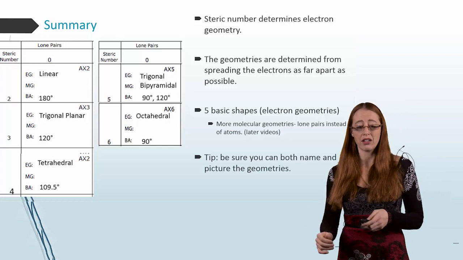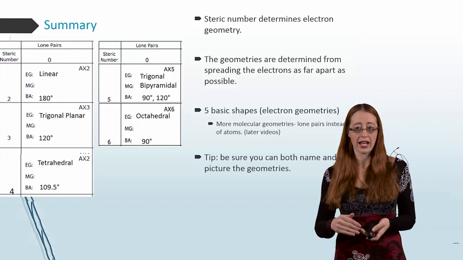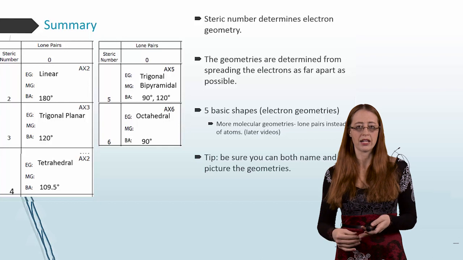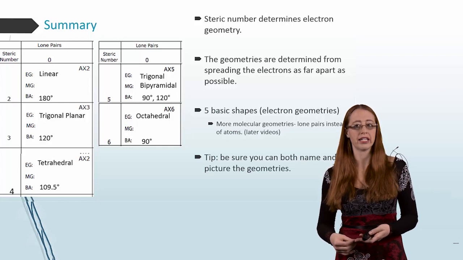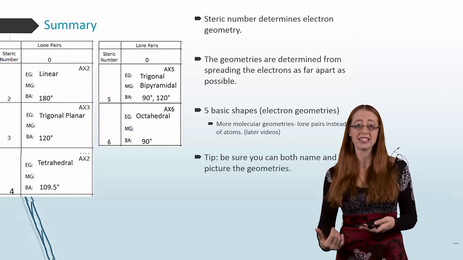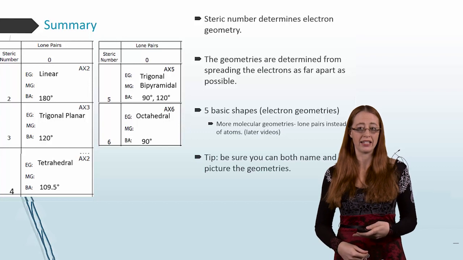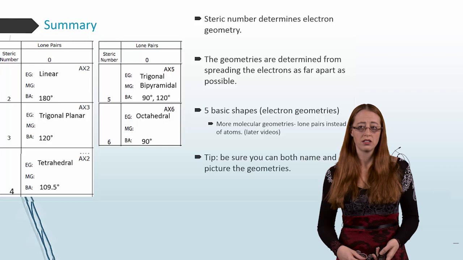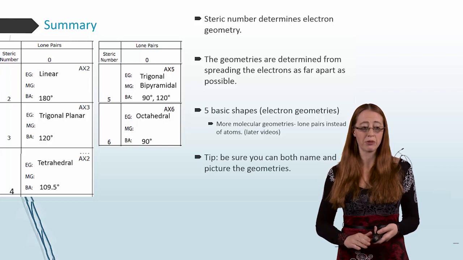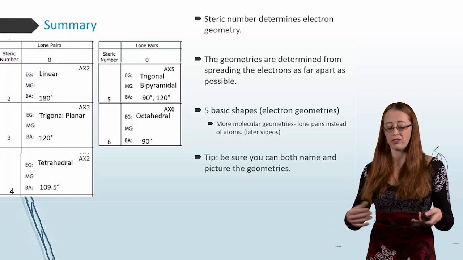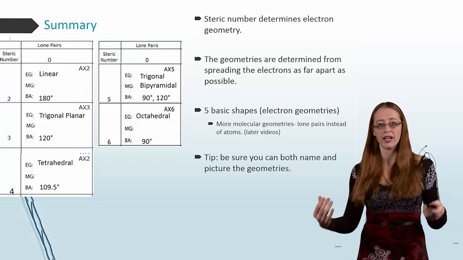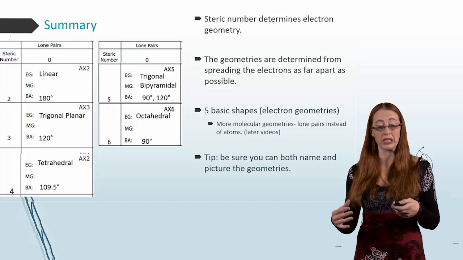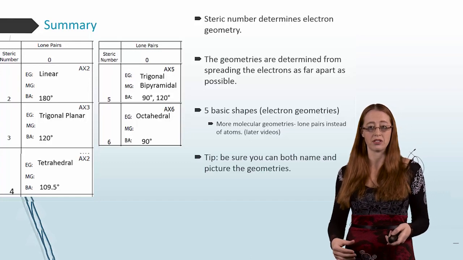Now, everything we talked about today also had just the bonded atoms, no lone pairs. And so our electron and molecular geometries were the same. This isn't going to happen in the next video where we add in lone pairs too. So be sure you know all of these by both picture and name. Even if you can't draw, you should be able to picture it. We generally won't make you draw things, but you'll need to know the pictures in order to answer certain questions.